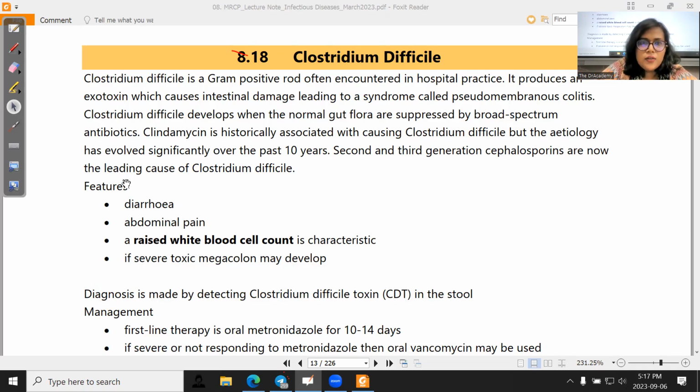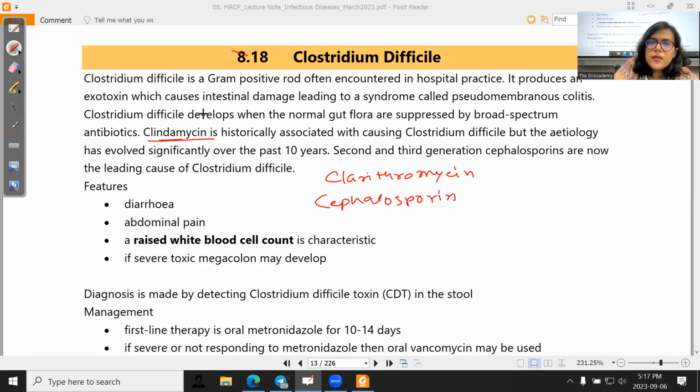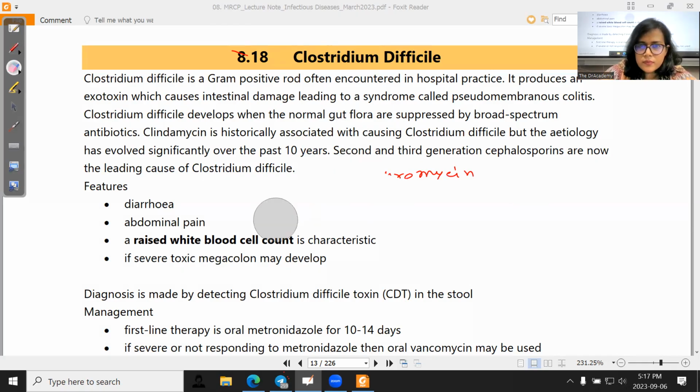All right, so the important drugs, you can write it down, which antibiotics are responsible. Clindamycin is mentioned here. Apart from that, write down clarithromycin, cephalosporin, especially clindamycin and clarithromycin, never forget about this. So ceftriaxone, yes. So features are diarrhea, abdominal pain, fever.